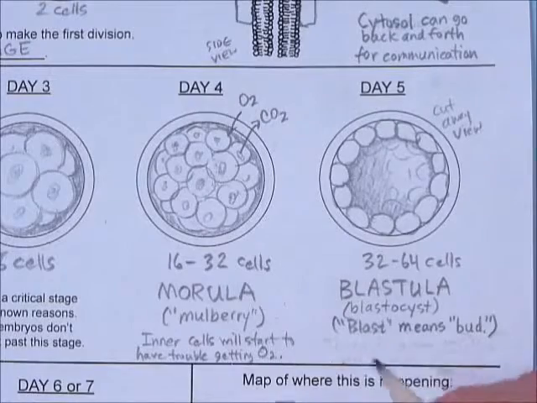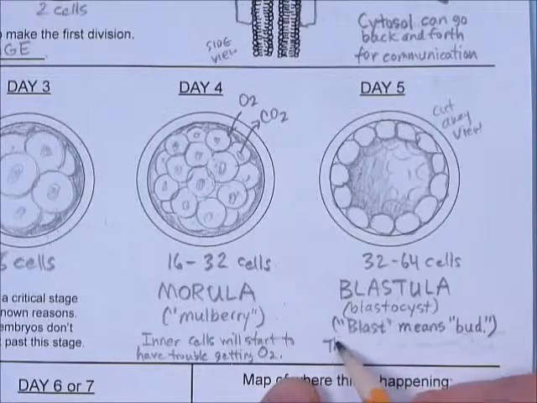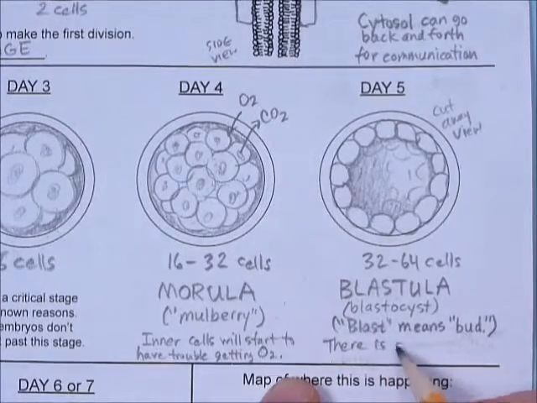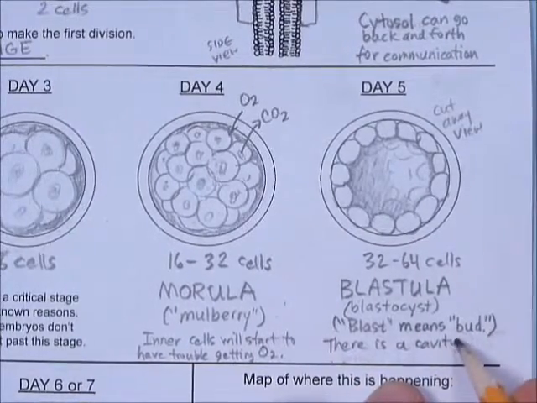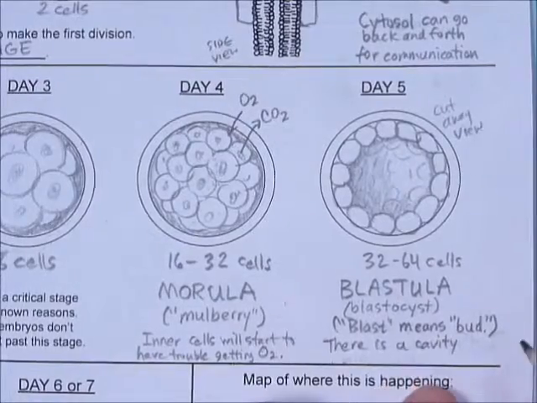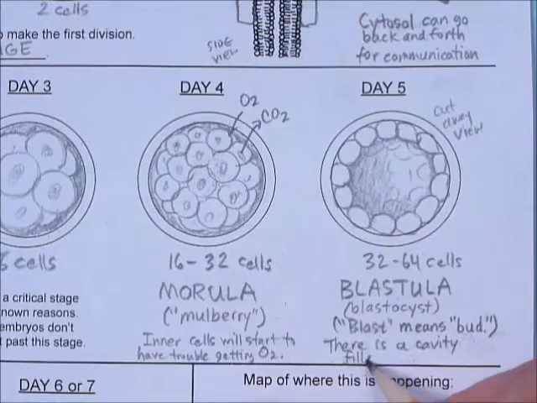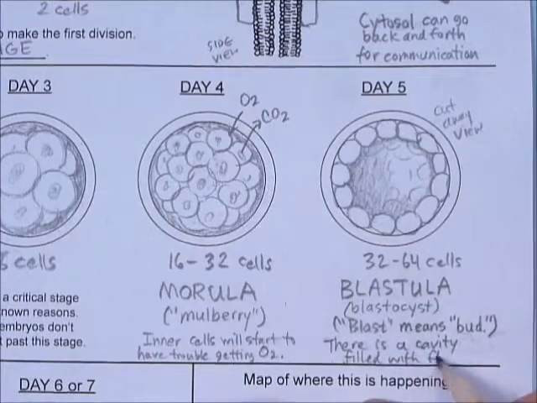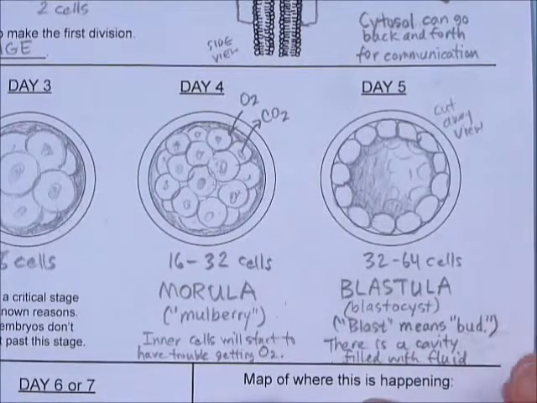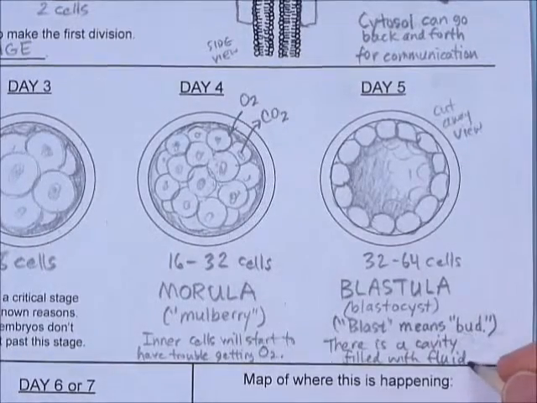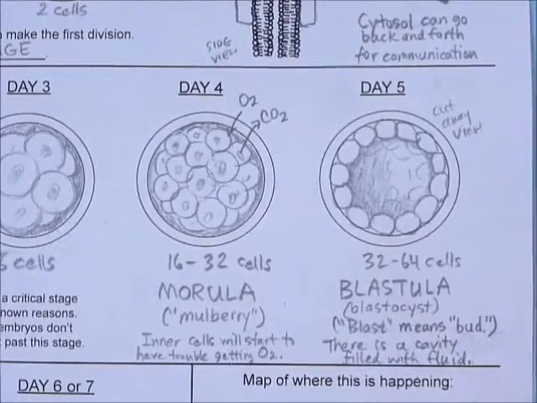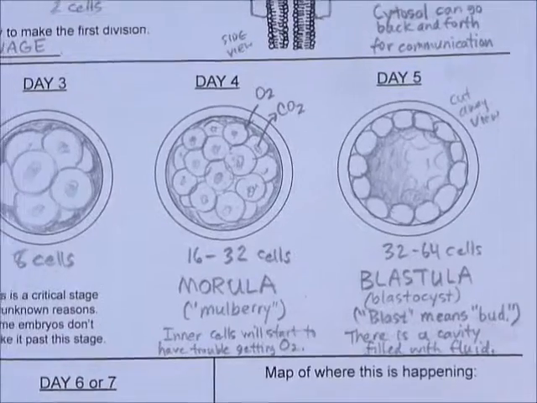Now, if your drawing is good and it's obvious that there's an empty area in there, you don't have to add this note, but if you're worried about remembering, you can write, there is a cavity, that's what they call it, an empty space like a cave, a cavity filled with fluid. And the fluid would be mostly water with some nutrients, obviously oxygen and things. But if you want to add that note. But if your drawing is good and you can remember, you don't have to add that.